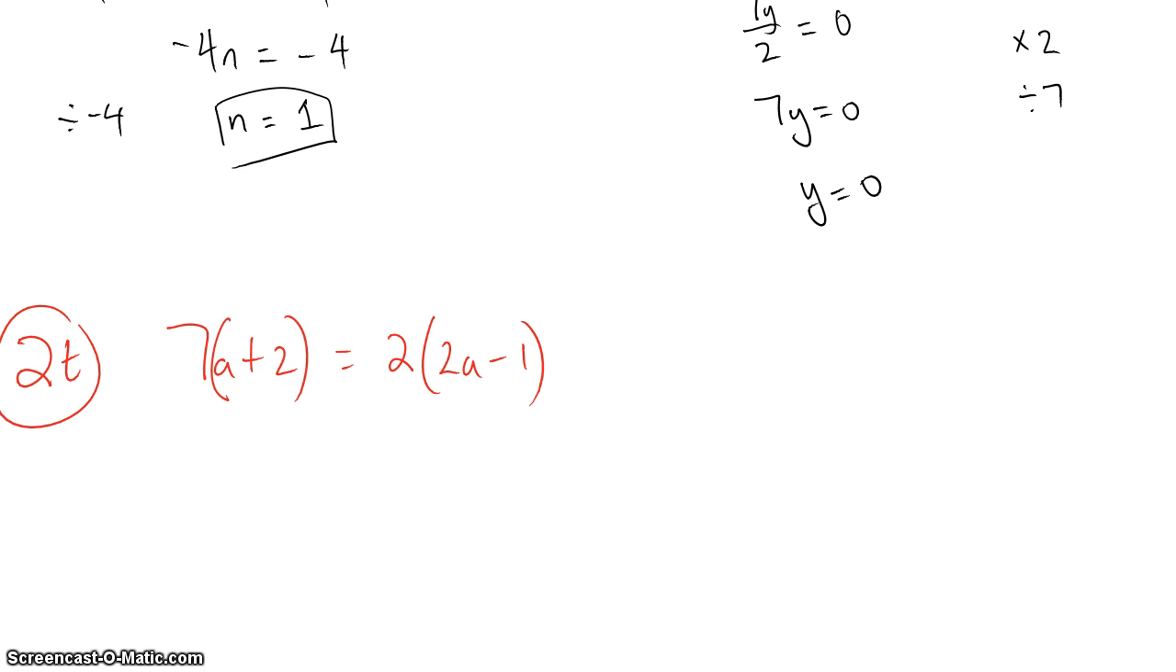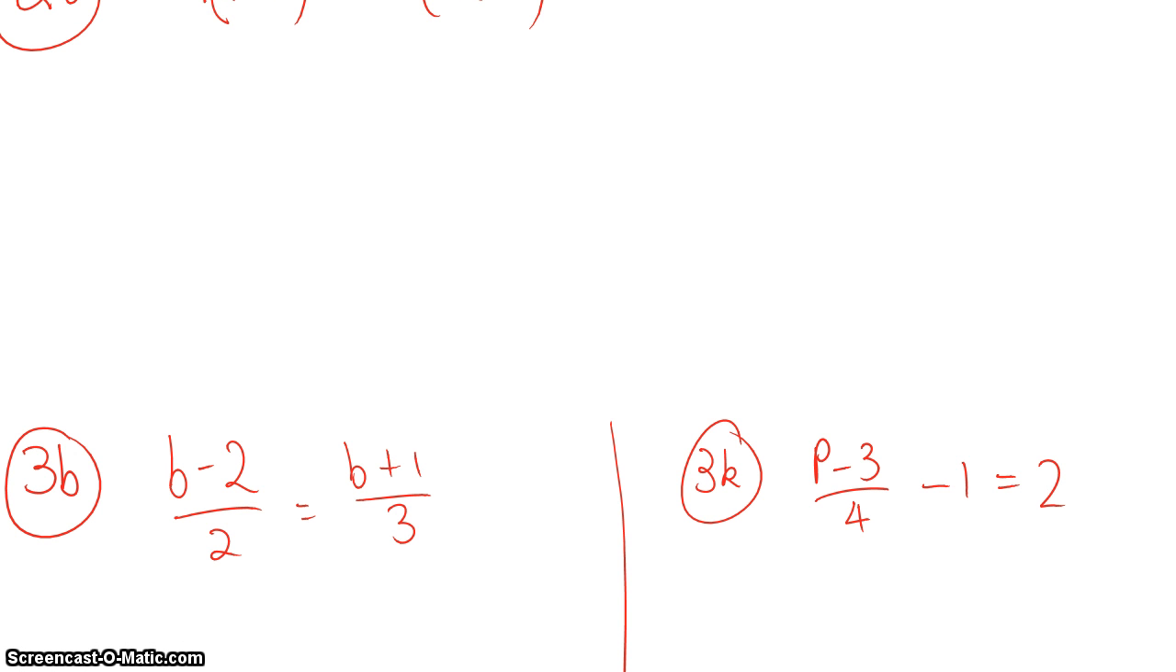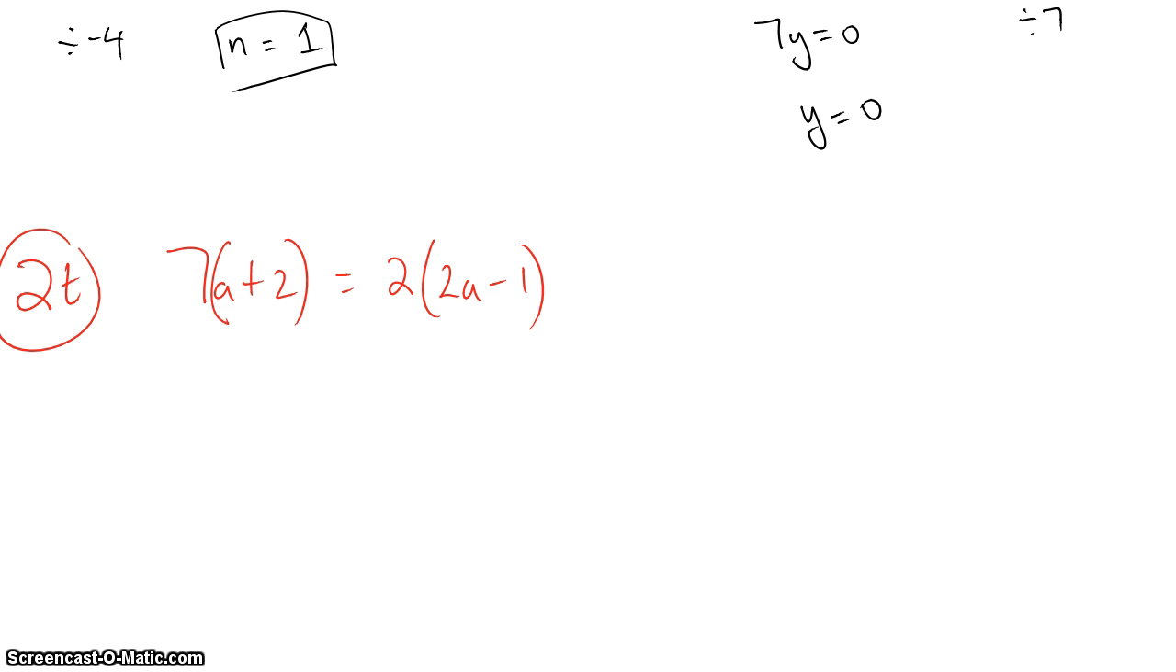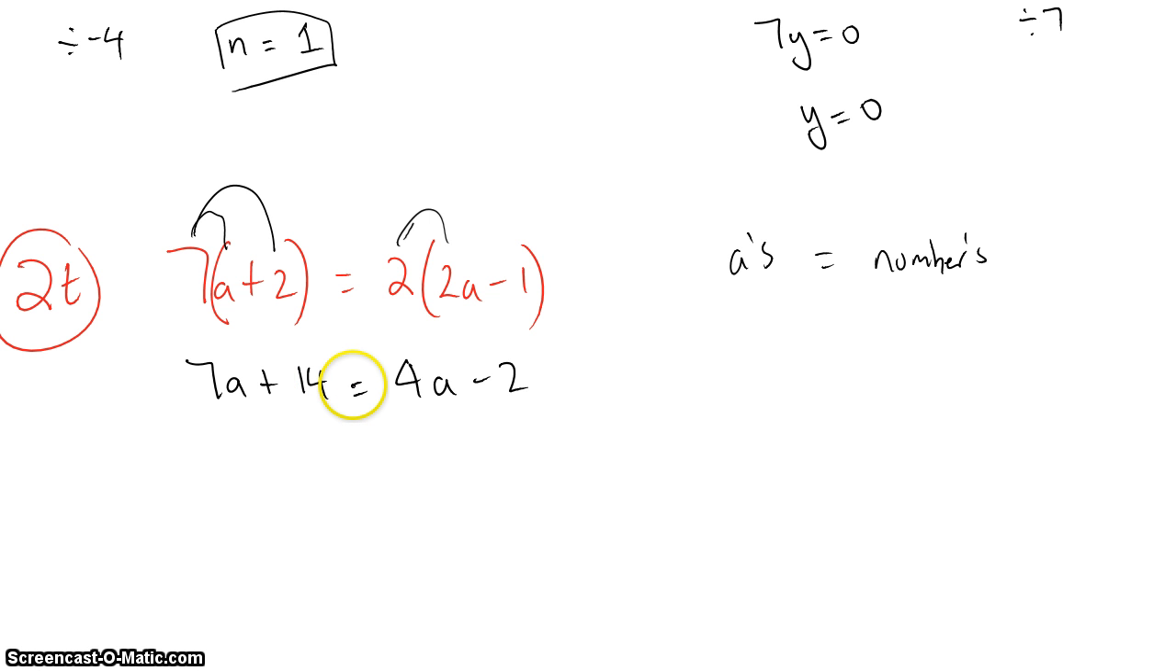I've got a couple more questions, but this will be the last question for this video, and then I'll do the rest of them in the next one. For this one, as you can see, I've got a on this side and a on this side. I need to get all of my a's on one side, and my numbers on the other. That's what I'm going to try and do. But I've also got brackets, so I need to expand the brackets first to get rid of them, and then I'll be able to complete the question. So we've got 7a plus 14, and that's equal to 4a minus 2. Just remembering that you multiply that by that, that by that, and so on.